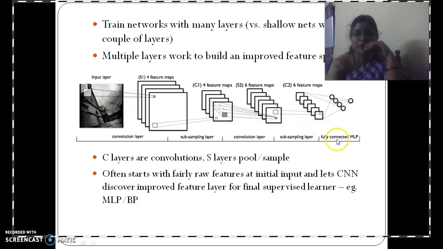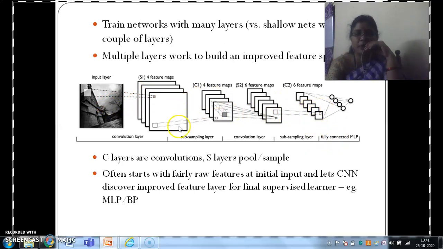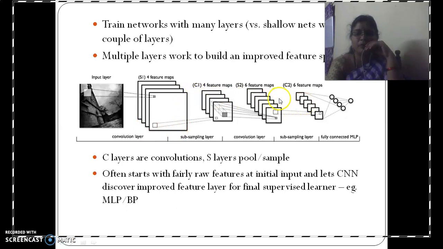So this is a fully connected multi-layer perceptron neural network layer. Hence, having multiple convolutional layers, it is called a convolutional neural network. It is used for supervised learning purposes. Whenever an image is given, the particular image can be directly classified into the particular class where it falls, using these convolutional neural network layers. Trained networks with many layers, accessing the data from those many layers, are called convolutional neural networks, which can have C layers and S layers.